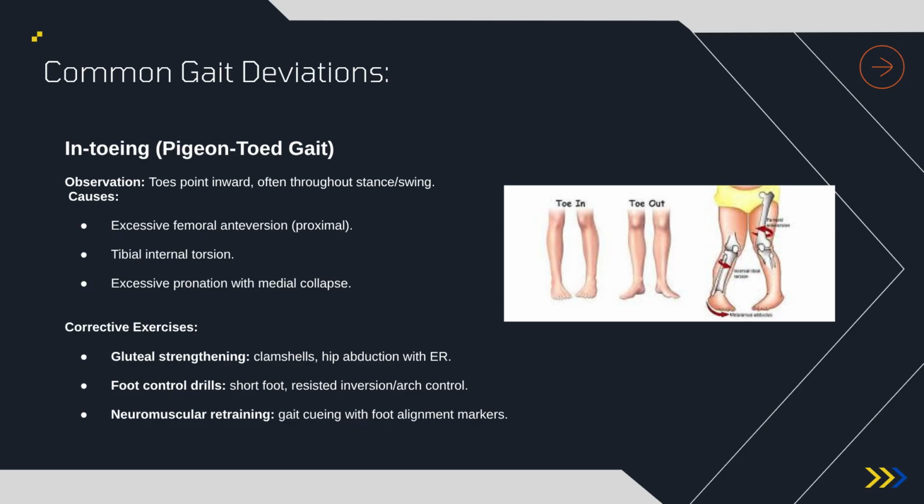Pigeon-toed gait: you'll see the toes are pointed inward during stance and swing. Often bilateral, and it can worsen with fatigue. Mechanically, there is excessive femoral anteversion. There is tibial internal torsion. And there's excessive pronation causing tibial internal rotation.